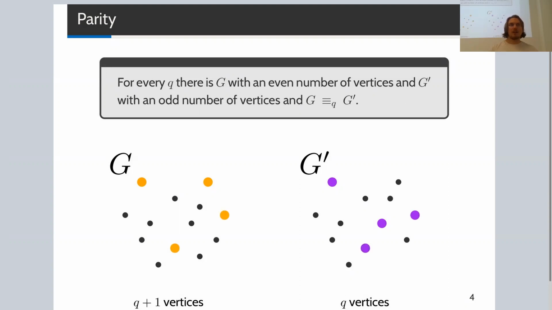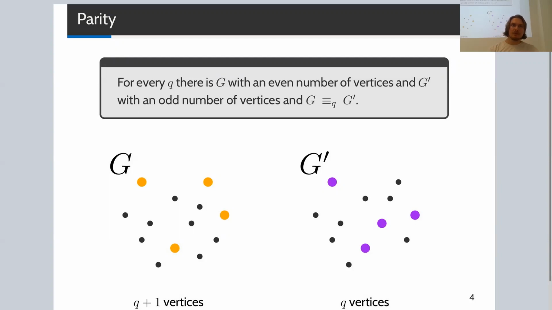And let's say after q rounds, these elements have been picked. We notice that all the orange elements are disconnected, and all the purple elements are also disconnected, because everything is disconnected in this graph. So the duplicator has won this game after q rounds, which means these two structures are q equivalent.